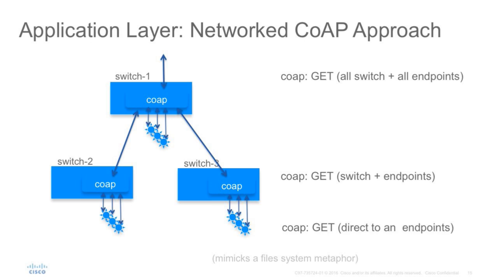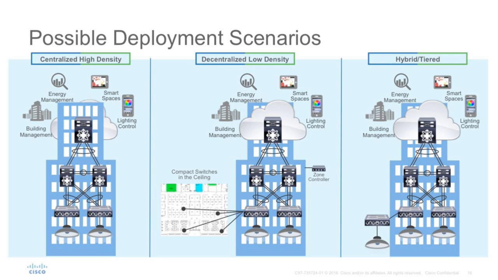Our CoAP protocol and proxy that we're putting in there is going to give you a natural file system metaphor, if you will. If you've ever browsed a file system, you can take a look at a directory and see files. Your switches will act as a directory for the things that are connected to it, and then we'll have a hierarchy of those, and that natural hierarchy is your switching infrastructure.